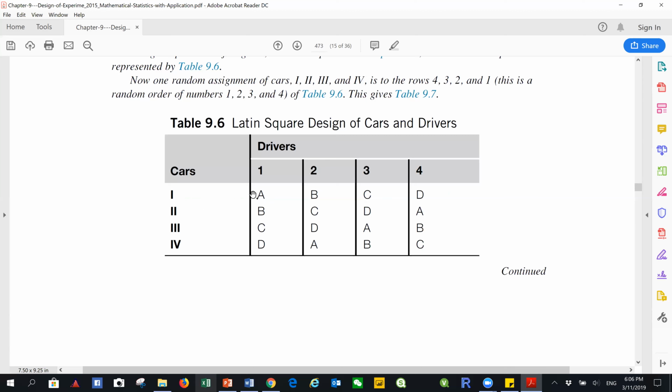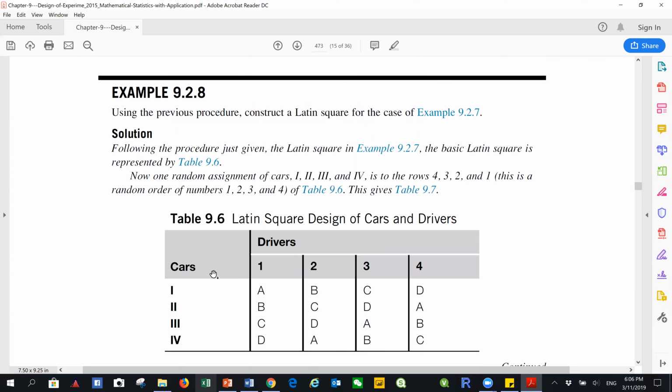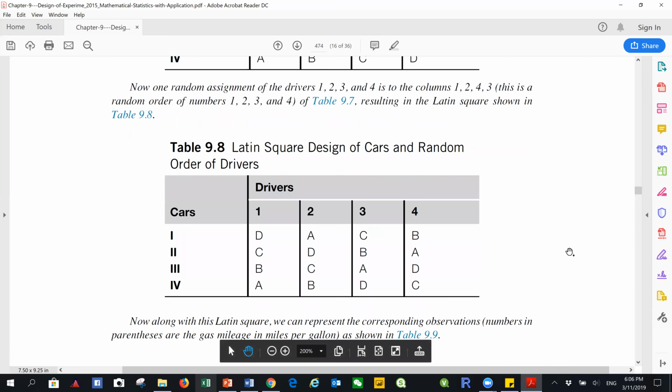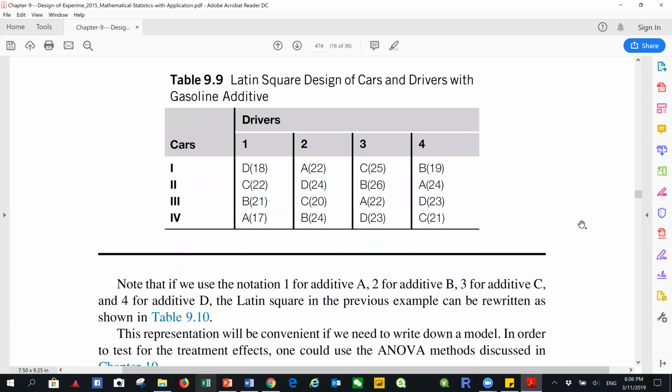You can see car 1 uses ABCD, right? So you put all the different additives to car 1 at least one time, and you also put the additives to the different drivers. Each driver will test all the 4 different additives at least once, and at most 2. So in a sense, you will be able to compare the result.